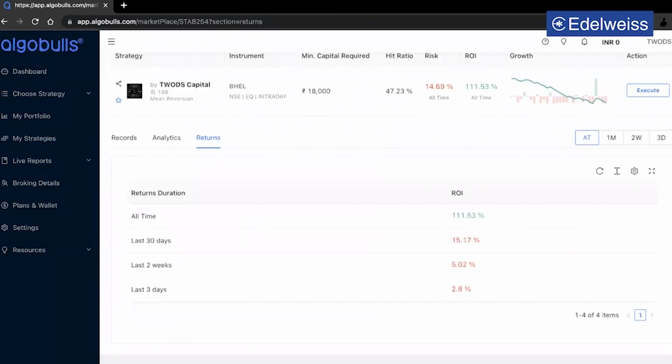So what are the returns of the strategy? The all-time return is around 111%, while the last 30-day return is around 15.17%, which is quite negative because of the recent fall seen in the markets. The last 2 weeks are around 5%, while the last 3 days it's around 3%. So this is what the strategy code looks like.